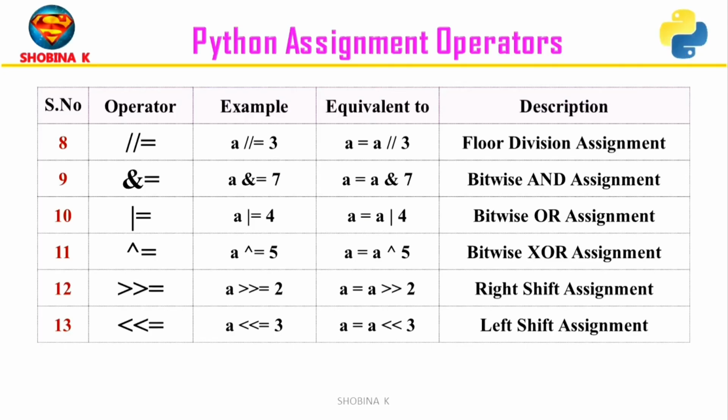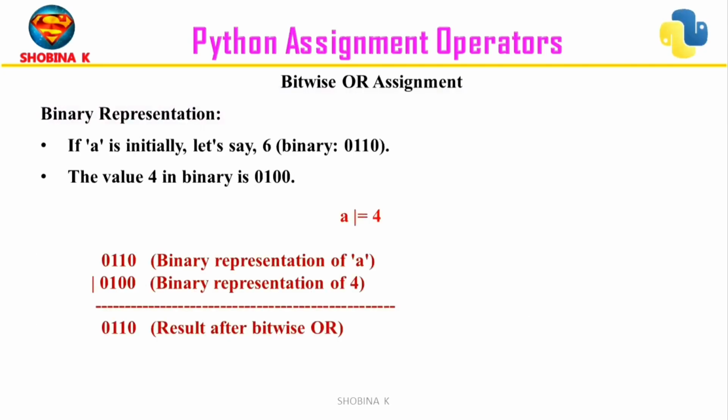Similarly, we have bitwise OR assignment operator. This operator takes the current value of a variable and performs a bitwise OR operation with a specified value. Then it assigns the resulting value back to the variable. Now let's see how bitwise OR assignment operator works. Let's break down the expression. The expression we have is A |= 4.